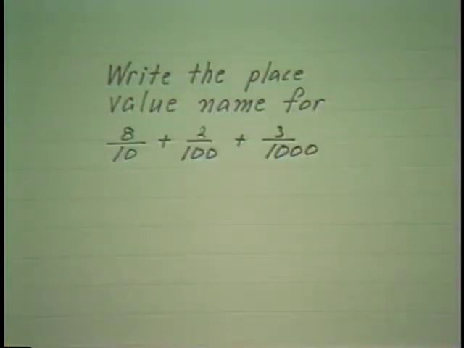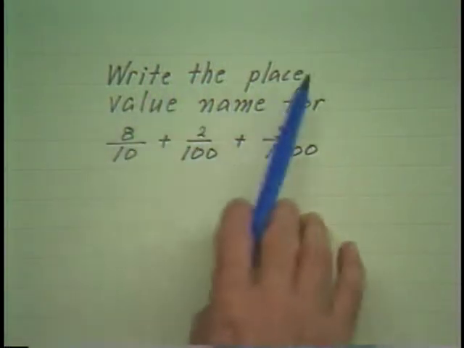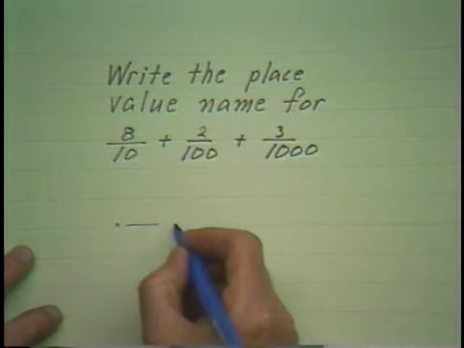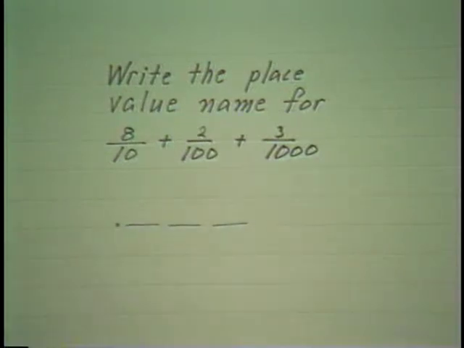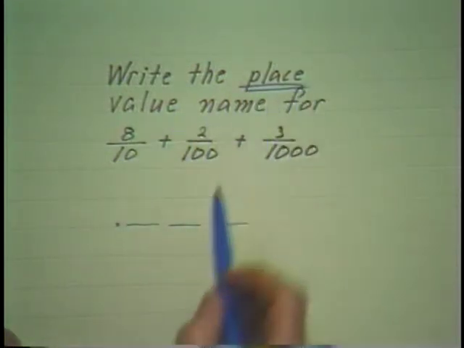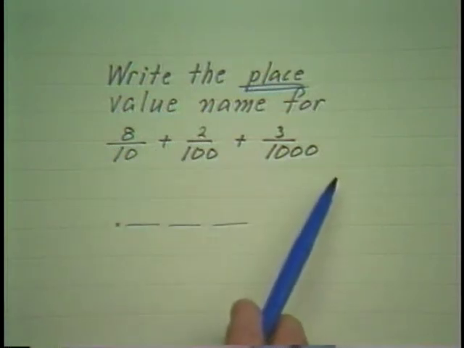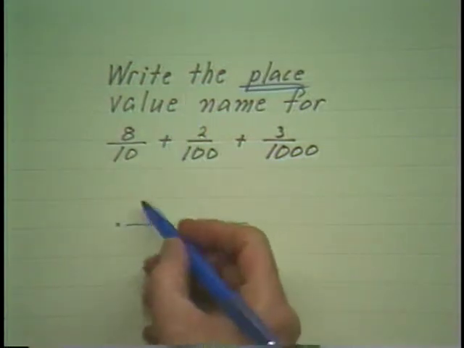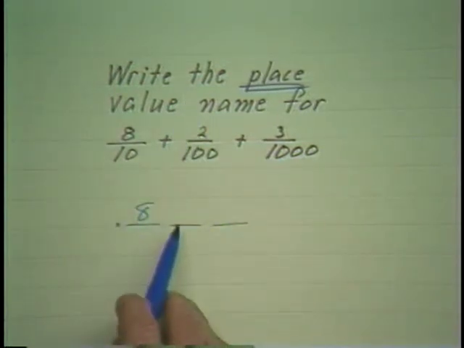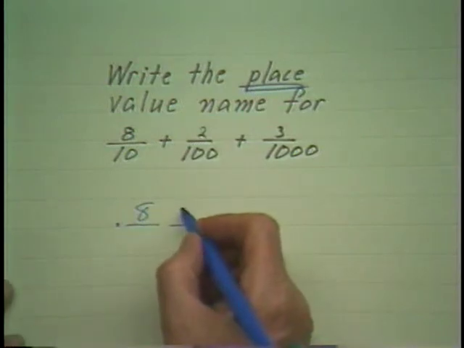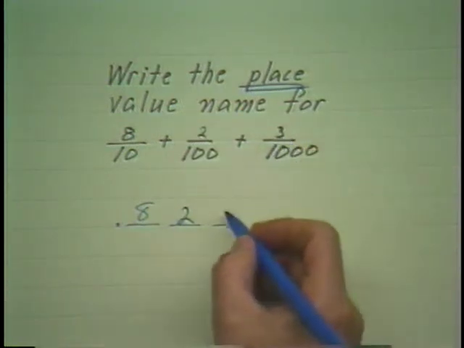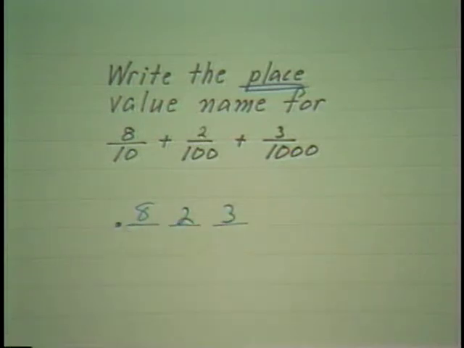So there's a digit value and a place value, which together form the total number value. Now to reverse that, if we were to write the place value name for this, place value means I want to write this thing in places, that's the place part, instead of fractions. So we remember that the first place is tenth, and we have 8 tenths. The next place is hundredth, and we have 2 of them. And the next place is thousandth, and we have 3 of them.